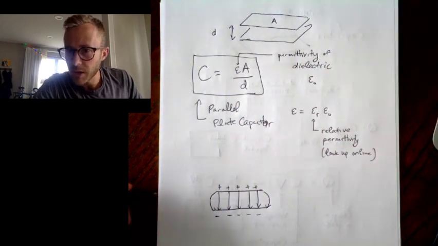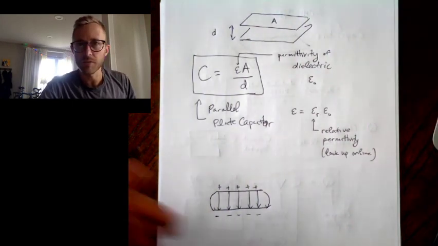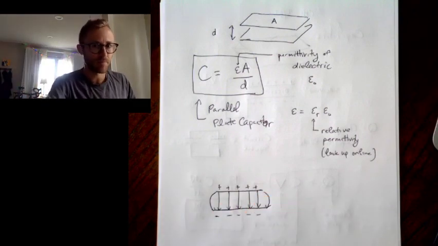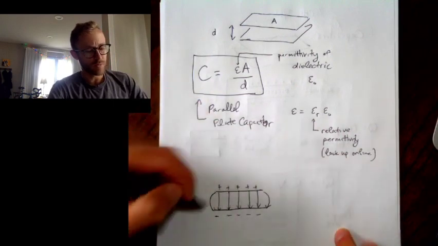Good question. Is the positive plate always on top? The answer is no. If you were to flip the battery upside down, then the negative plate would be on top.